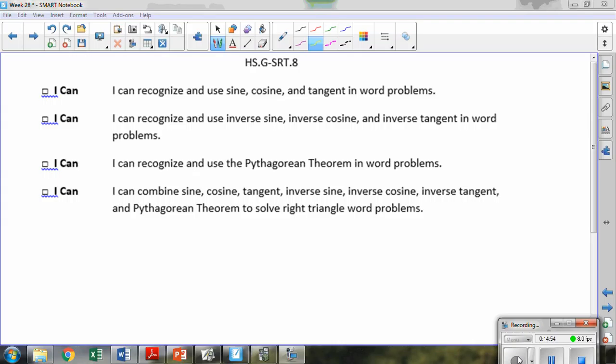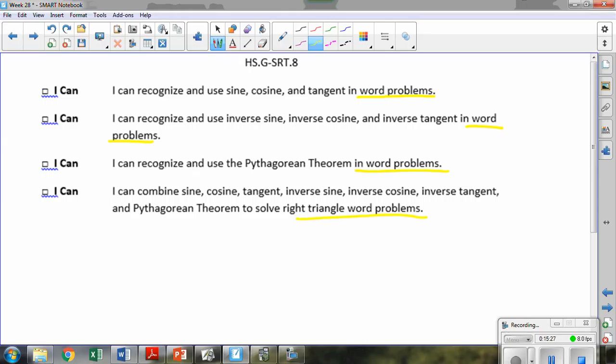Progressing forward, we'll note similarity in right triangle standard number 8. I want to emphasize all our I can statements. Use sine, cosine, tangent in word problems. Use inverse sine, inverse cosine, inverse tangent in word problems. Use the Pythagorean theorem in word problems. And combine sine, cosine, tangent, inverse sine, inverse cosine, inverse tangent, Pythagorean theorem in word problems.